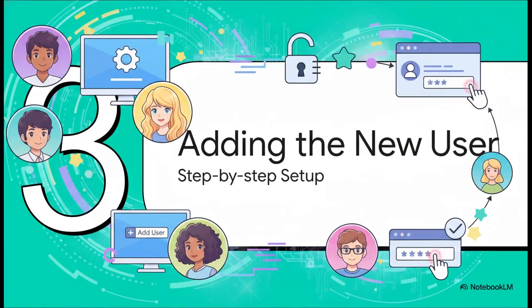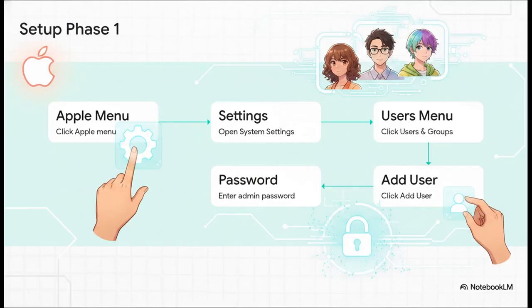All right, section 3, actually adding the new user. Let's dive into the how with phase 1 of our setup. It's pretty straightforward. First, you'll click the Apple menu up in the top left corner. Second, open System Settings. Third, you'll scroll down and click Users and Groups. Fourth, click Add User. And fifth, you might be asked to enter your Mac admin password. You absolutely need your own administrator password to unlock these settings because Apple strictly requires you to be an admin to add or manage any users.